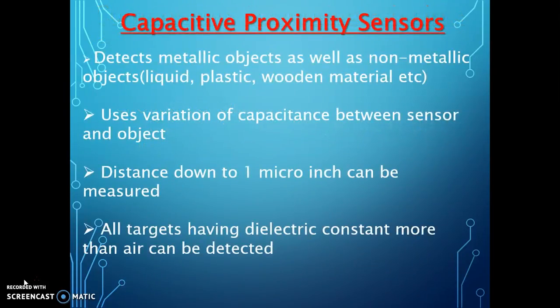Now the capacitive proximity sensor. The capacitive sensors are used in non-contact detection of metallic objects and non-metallic objects. The capacitive proximity sensor uses the variation of the capacitance between the sensor and the object being detected. The capacitance methods are very sensitive, and distances down to 1 microinch can also be measured.